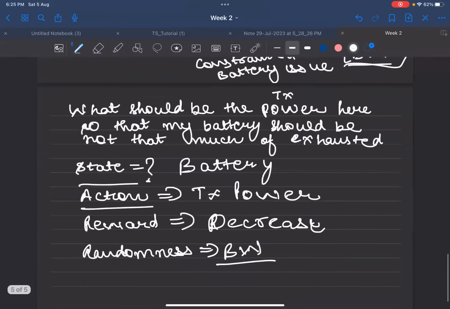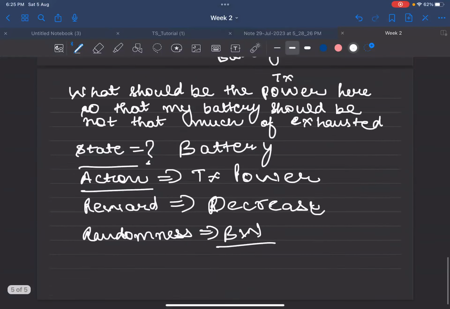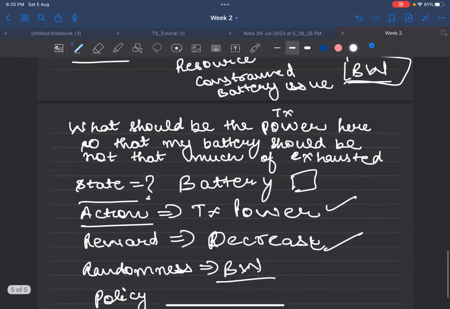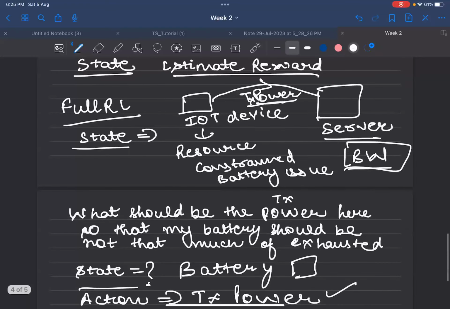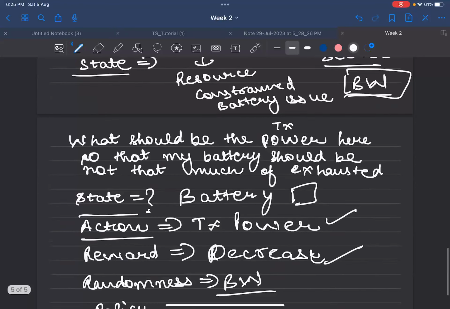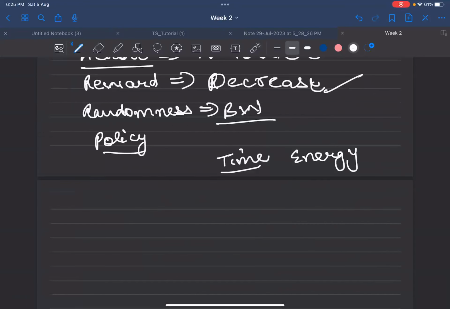So this is how I have mapped the state, action, reward, and randomness, as you were asking. And now I have to make a policy, basically, which will say how much transmission power I should use if I'm in this particular battery state. One more factor can be there: we should transmit at more speed also. Time is also a constraint, as well as energy, I mean, the battery.